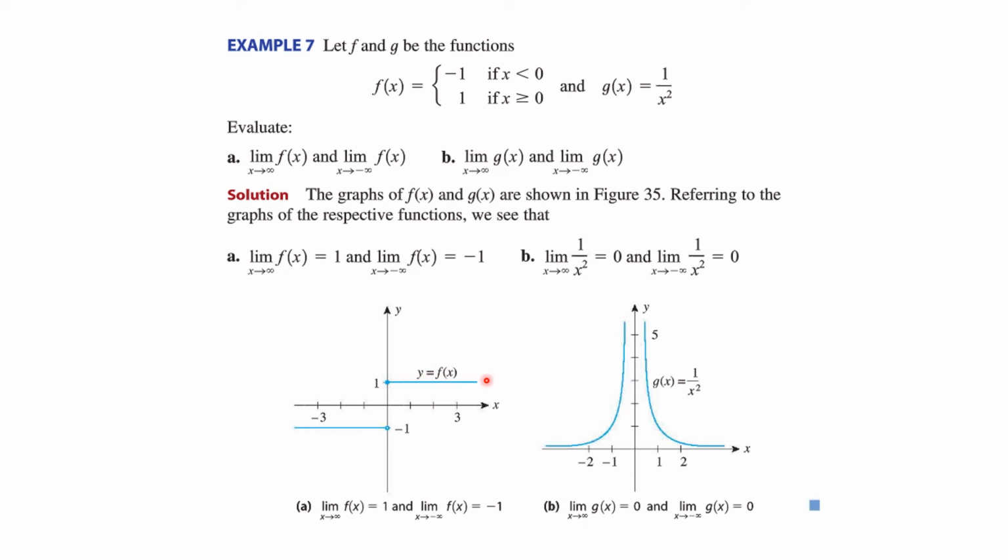Here's a picture of f, and you see it's a step function. It is 1 if x is greater than or equal to 0, and it is minus 1 if x is strictly less than 0. And so what happens as x goes to infinity? It stays 1. As x goes to minus infinity, it is minus 1. Here, as x goes to infinity, this gets closer and closer to the horizontal asymptote of 0. This one gets closer and closer to the horizontal asymptote of 0. So those are the limits that we have.